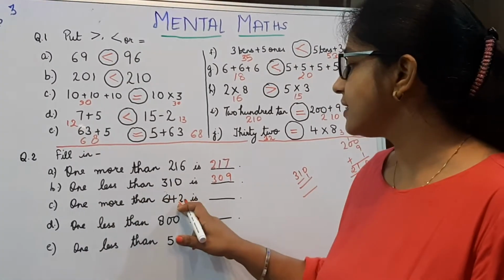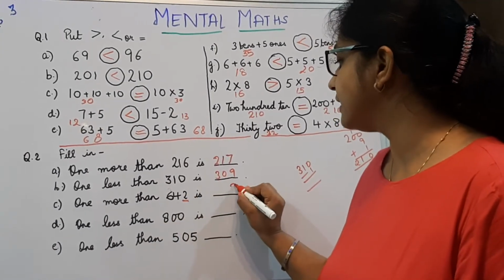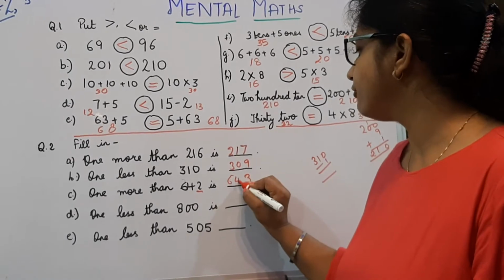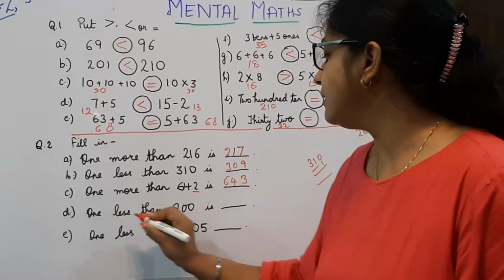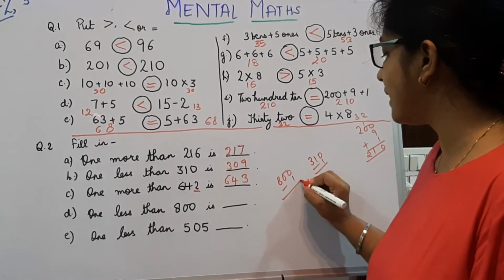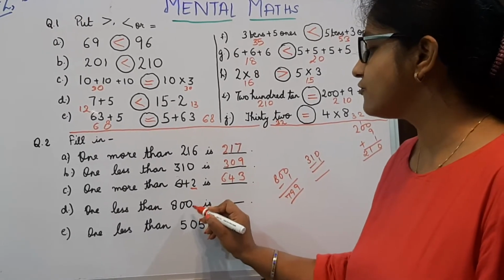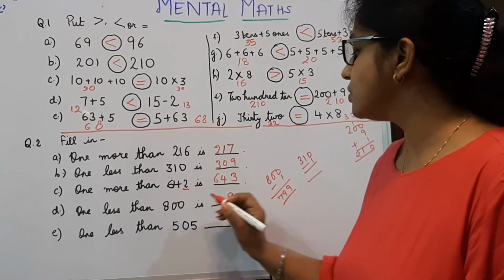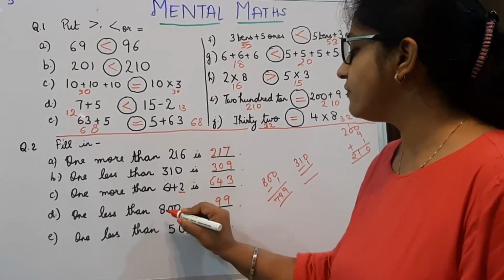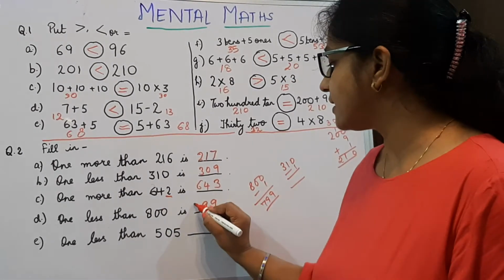1 more than 642 is what? We'll see the ones place. We will increase it by 1. 643. Okay. 1 less than 800 is, either you do 800 minus 1 and you will get 799, or you can understand that at the place of 0 it converts into 9. 0 will change into 9, and the 8 will be 1 less. Here we will do 8 minus 1, that is 7.